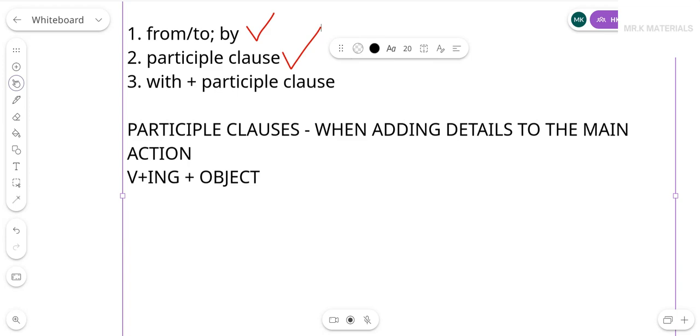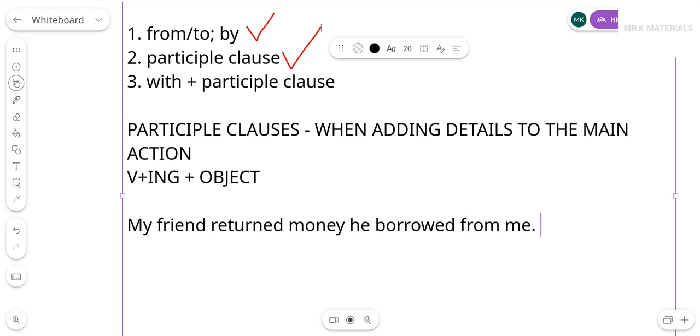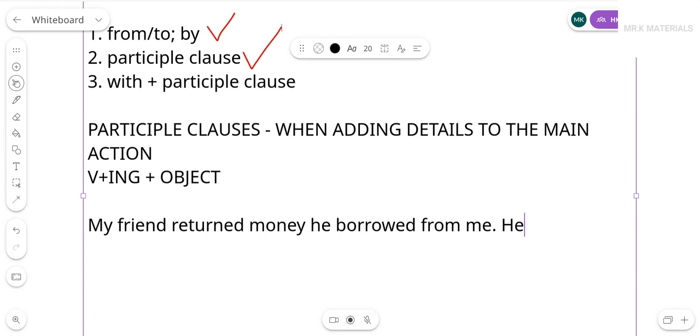Let's say I have two sentences. I say, my friend returned money he borrowed from me. And I want to add a detail here: he earned my respect. Absolutely no problems with these two sentences. However, in IELTS writing, I may want to vary my sentences. So maybe I want to combine them and use the second sentence as a detail for this main sentence. And right here, I'm going to use a participle clause.